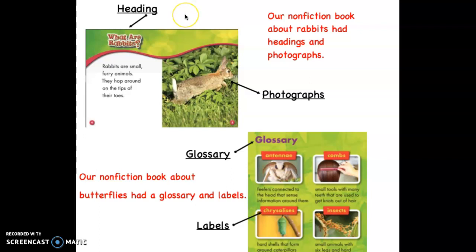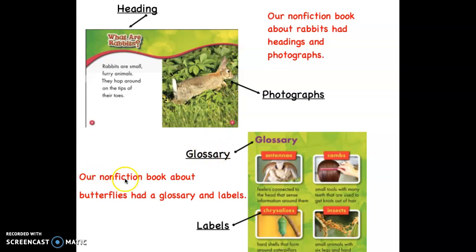So let's go over some nonfiction text features that we found in our books. So our nonfiction book about rabbits had headings and photographs. So on this page, there was a heading, "What are rabbits?" And it told us what rabbits were. And there was real photographs that we could look at to see what a real rabbit looks like.